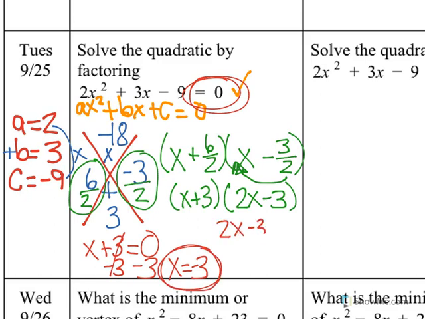Now with the second one, you'll have two steps. We first have to add 3 to both sides, so we get 2x equals 3. Then divide by 2. So our second x-intercept is 3 over 2.